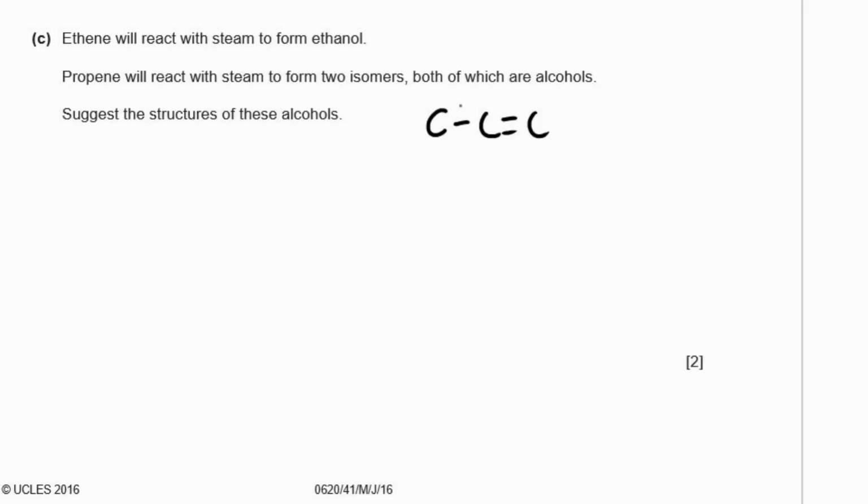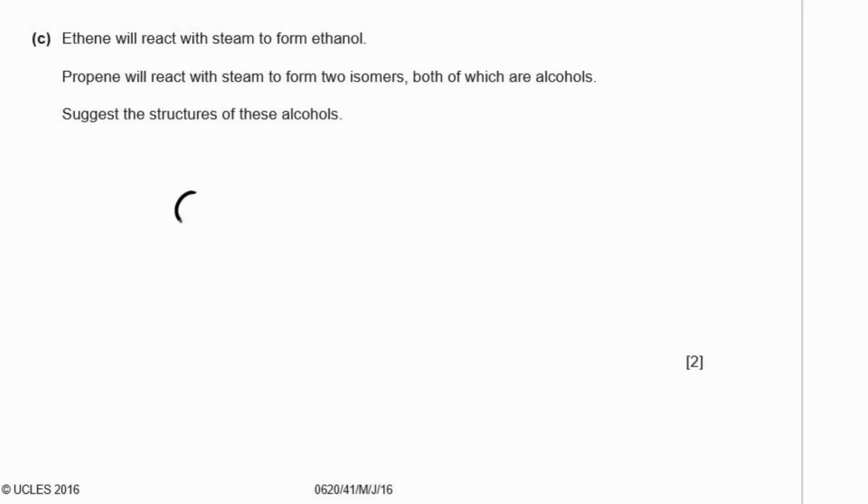Propene, so 3 carbons. And we have H, H, 1 H, and then H, H. Doesn't matter if this H is on the top or the bottom, it doesn't matter. Now the double bond is broken if it reacts with H2O, and the alcohol can either add here or here. And wherever it doesn't add, the hydrogen is added. So it wants you to draw two structures, two isomers.